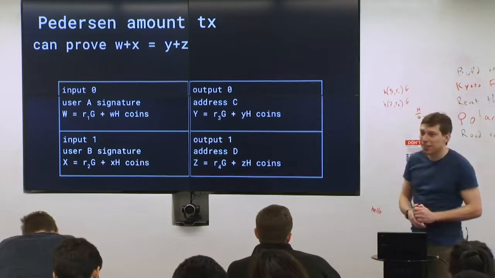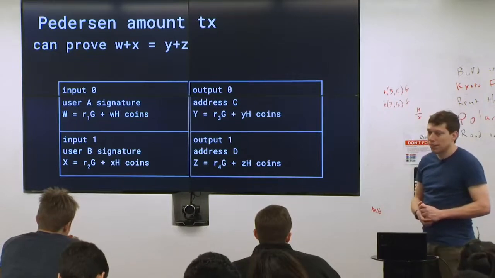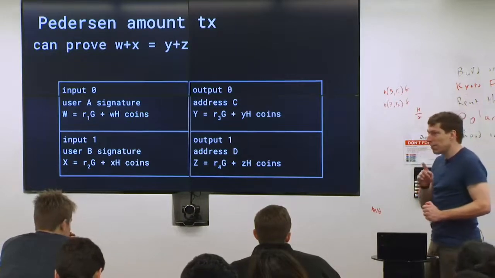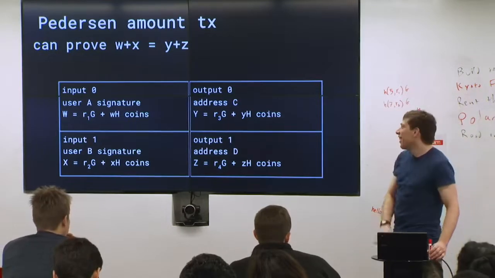Yeah. Since you're proving sums, is it that you could have like a higher likelihood of proving something that wasn't actually true? Kind of. Well, yeah. But how exactly?